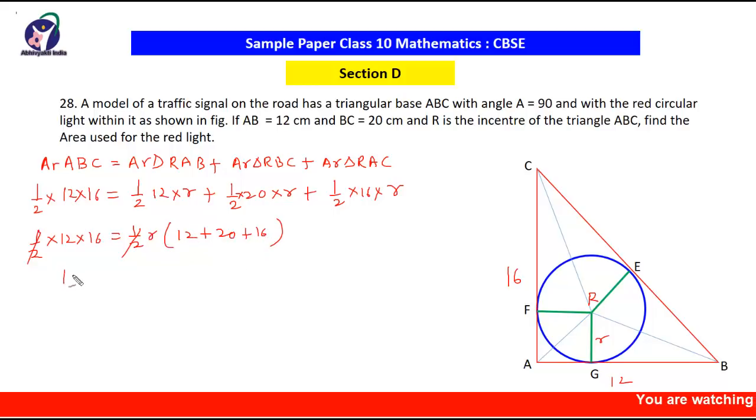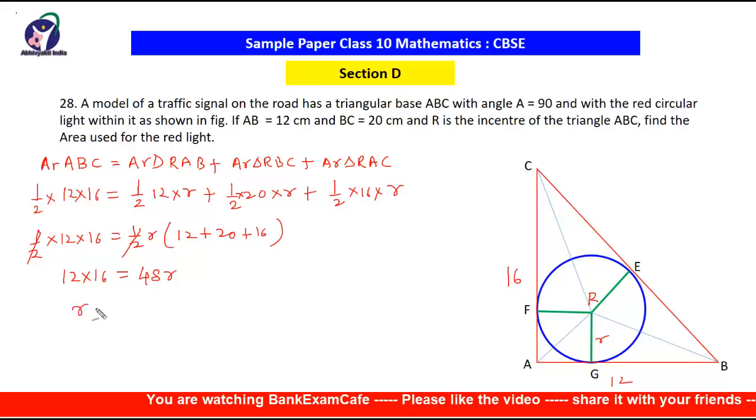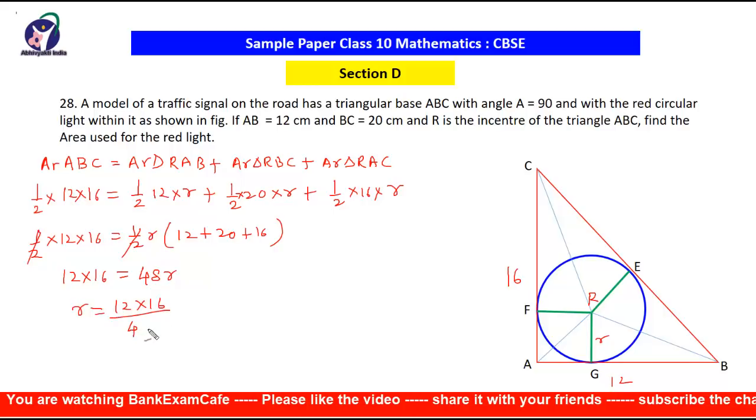So this is 12 into 16 is equal to R into 12 plus 20 plus 16, that together will be equal to 48 R. So take 48 to the other side, so you will get R is equal to 12 into 16 by 48. So here you will do the cancellation.